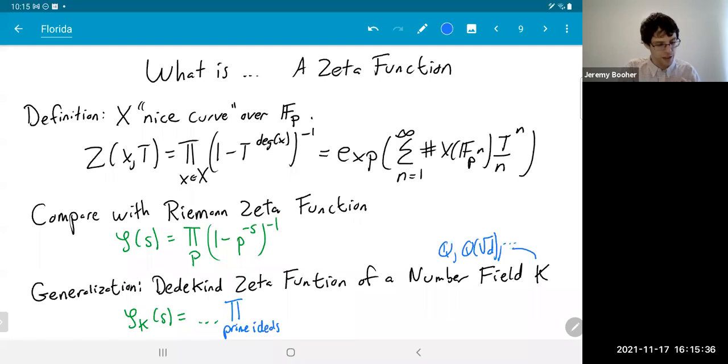And one thing that you might know if you've learned some algebraic geometry is that you should really think of prime ideals as being points. And so these are looking really similar. And in fact, you can fit them into the same framework. So just as the Riemann zeta function and Dedekind zeta function tell you about primes, the zeta function of a curve tells you about the points on the curve. So let's try to see an example of this.